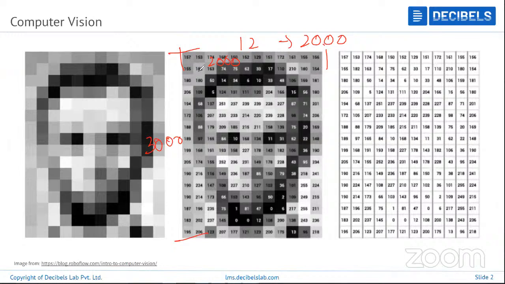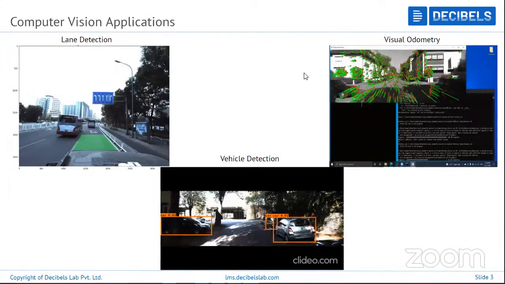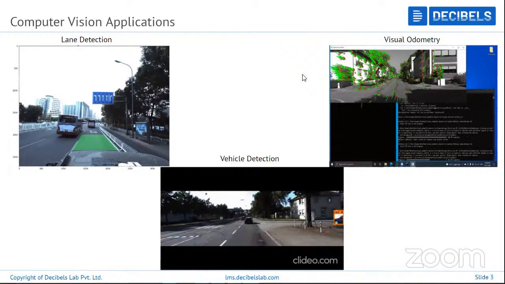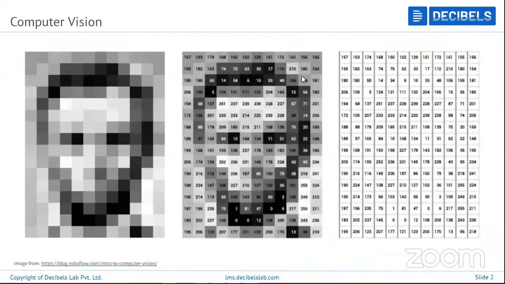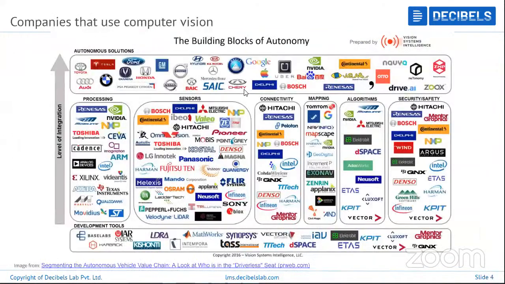Okay, you would have 2000 values, by which your image quality would be higher, and we'll be able to see a better output. So that's with respect to the basics of an image.